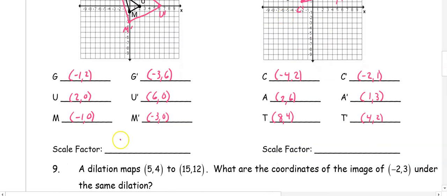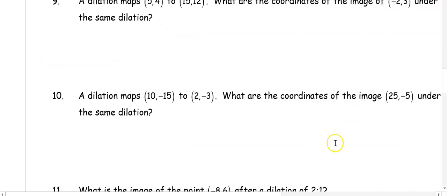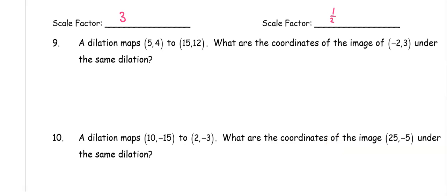Okay, and just as we wrote above, our scale factor for the first problem was 3. Our scale factor for the second problem was 1/2. Number 9, a dilation maps (5, 4) to (15, 12). What are the coordinates of (-2, 3) under the same dilation?